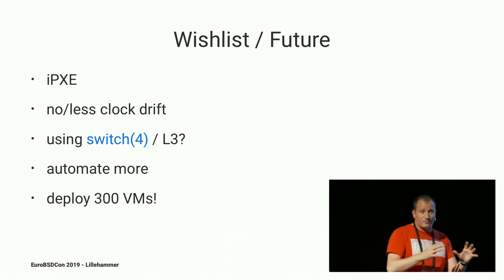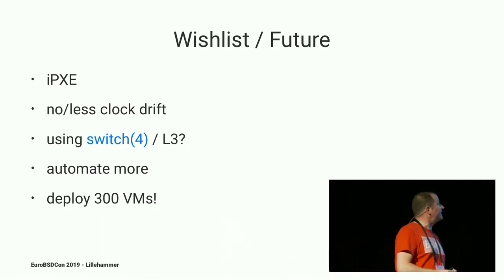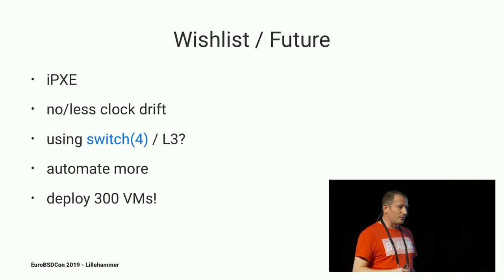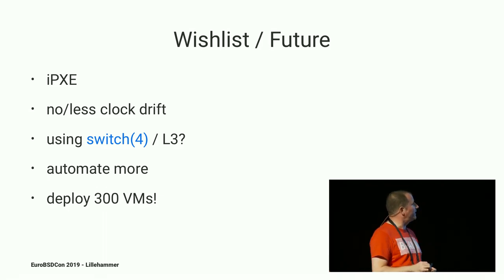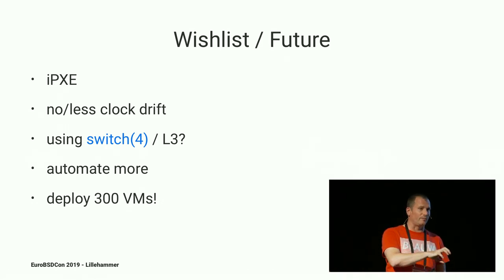So my wish list, what I would like to see in the future, is a working PXE that will save me from hitting A. Less clock drift, no clock drift. There are things that are possible there. Another thing I would like to do is move away from bridge, so either looking at switch or layer 3. We had some interesting discussions already in the last couple of days around that.